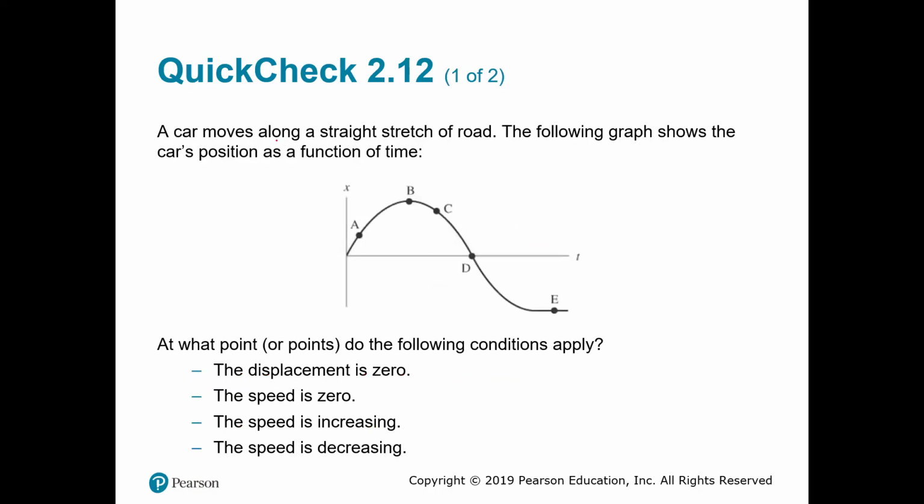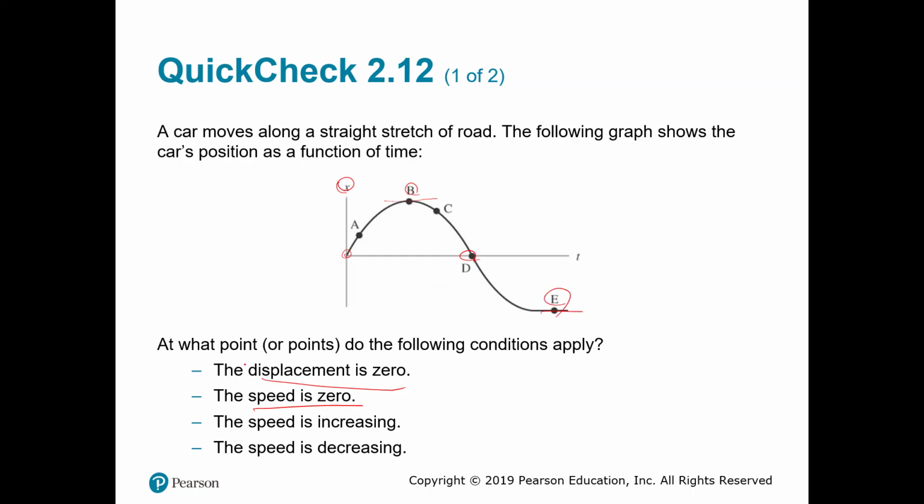A similar question. A car moves along a straight line. The following graph shows the car's position as a function of time. Displacement is 0 when? Of course, here. And then here, the displacement is x. When do you have a speed of 0? When the slope is 0, so at b and e, your slope is 0.